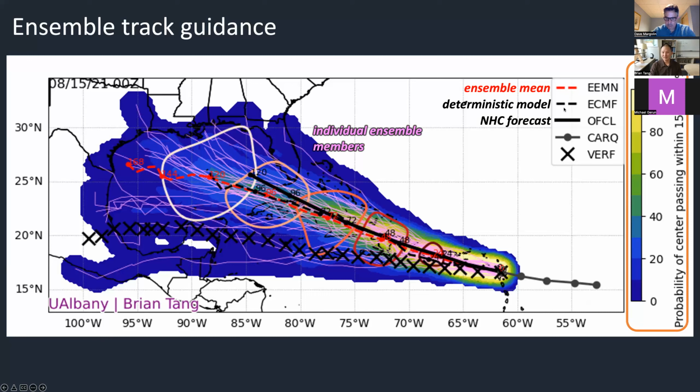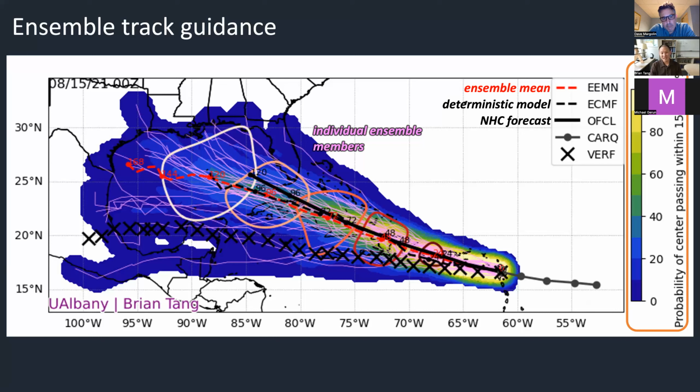And then you have some lines. You have the ECMWF ensemble mean given by the red line, the ECMWF deterministic model given by the dashed black line, and then again, the NHC forecast given by the bolder solid line. So these ensemble graphics are, I think, one of the more popular aspects of my website, and give a kind of quick visualization of the ensemble members.